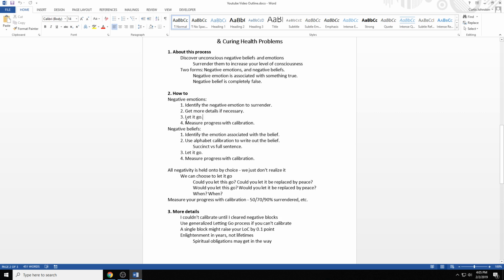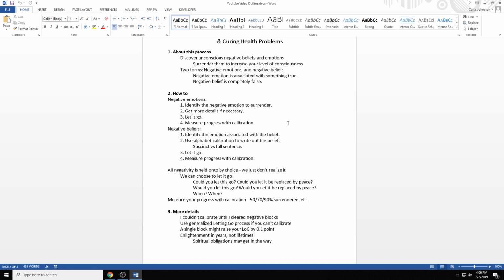And then an interesting thing is that you can actually measure your progress with calibration. Let's say you surrender some grief and you feel like you've been successful at surrendering it, and then you test, what I usually ask is percentages. I'll say this negative emotion is 50% or more surrendered. Oh, that's true. It's 70% or more surrendered. Oh, that's true. It's 90% or more surrendered. Oh, that's false.